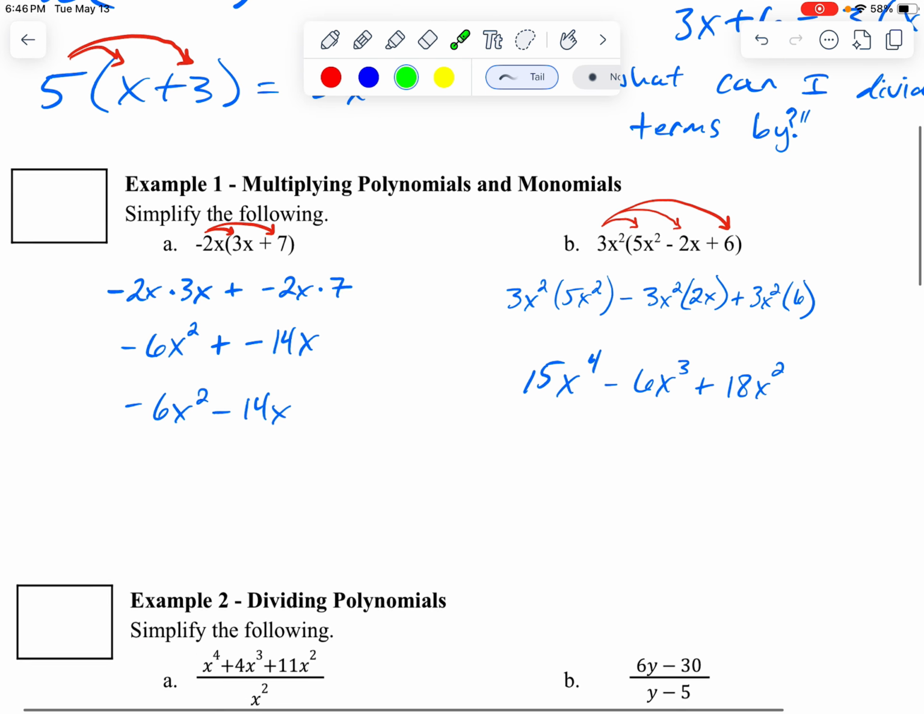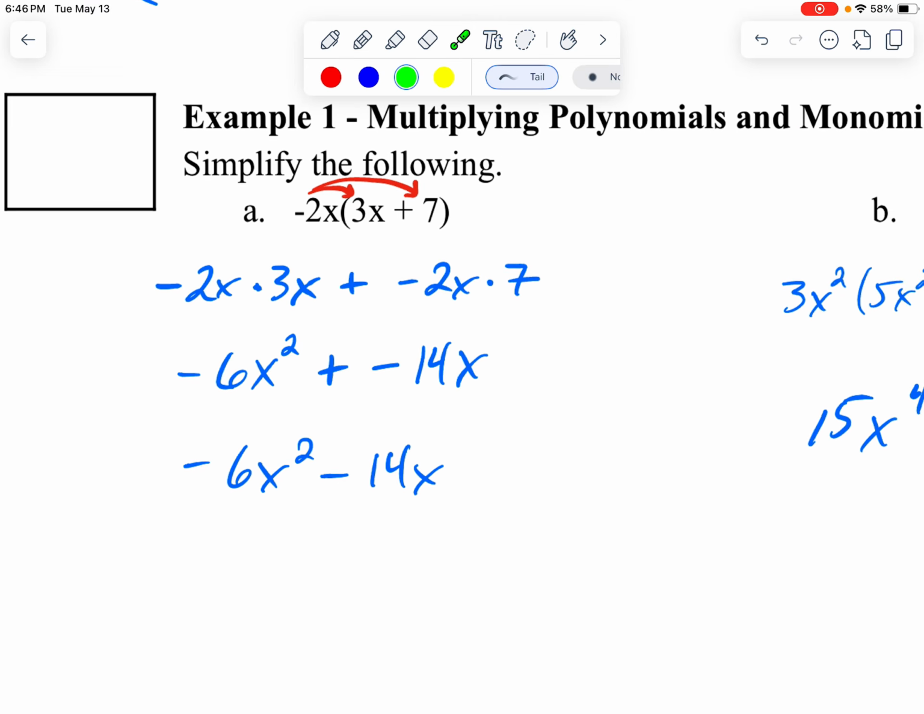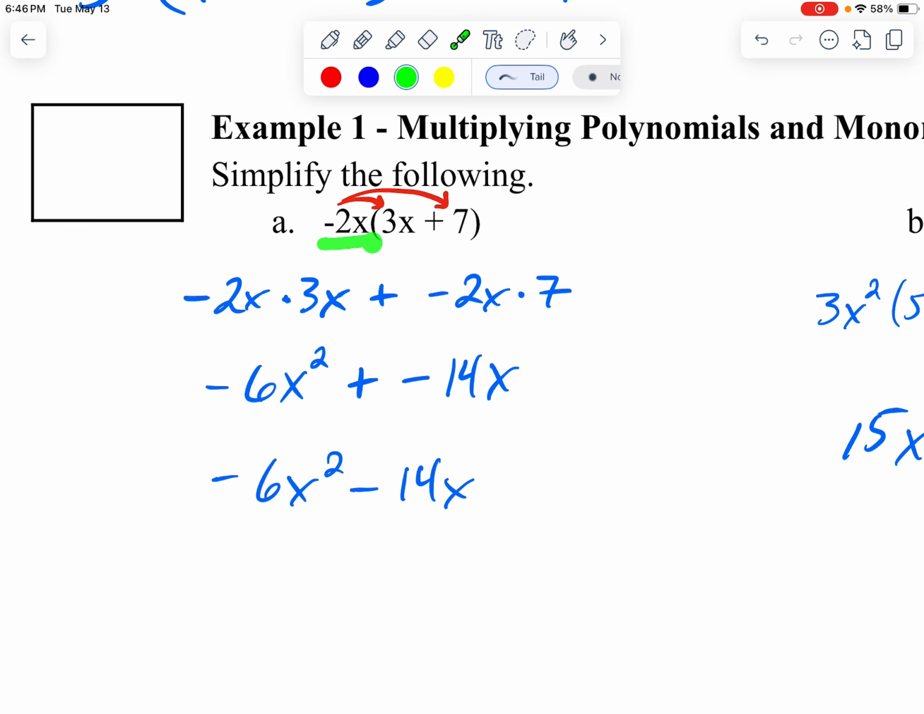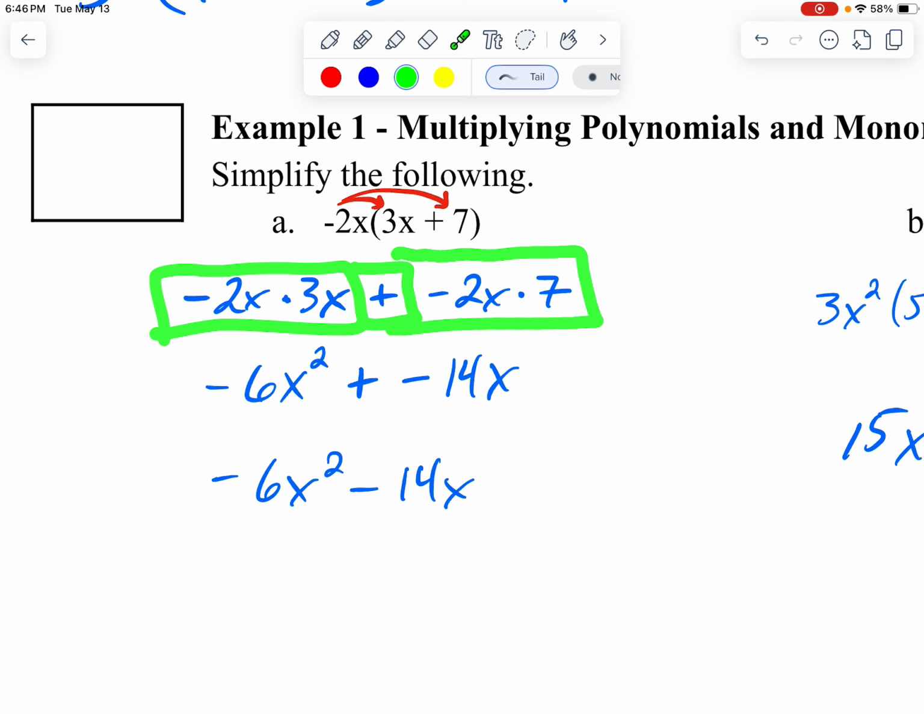What's different now from what you've done in the past is we're going to have exponents. And we're going to be combining like terms in what might be a little bit different of a way. But the process is still the same. So for example, let's just look at part A. I've got negative 2x, so I'm going to multiply that by 3x, and I'm going to multiply that by 7. So that's what I've done down here. And so I've got negative 2x times 3x, keep my plus, and then I've got negative 2x times 7.